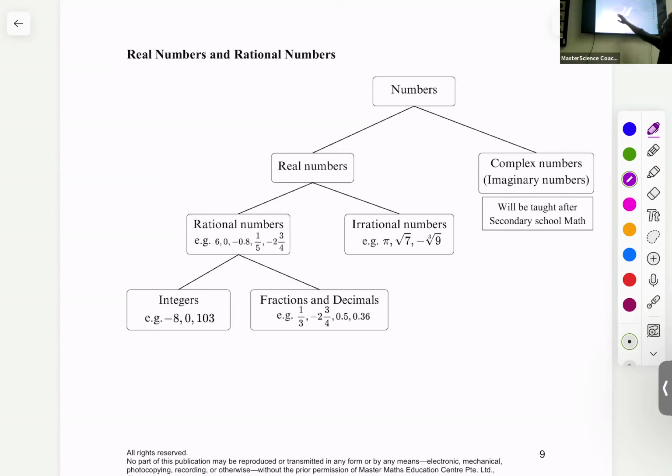So for your rational numbers, you have integers, you have fractions and decimals. Integers, there is no fraction, there is no decimal. It's like whole numbers.